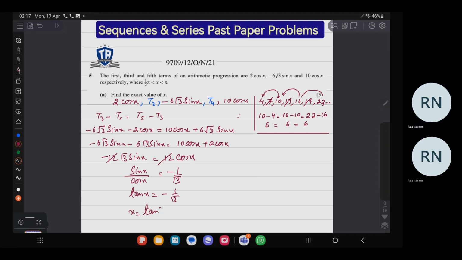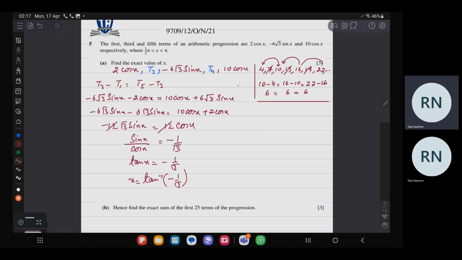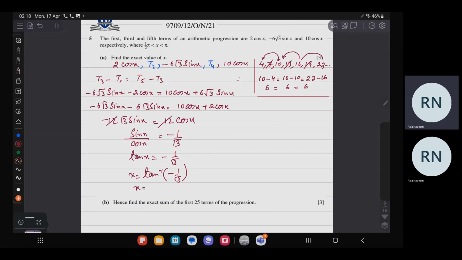So tan inverse of minus root 3. Let's use the calculator to get the answer. By using the calculator, it will give us this answer, but this is not our required answer. Why? Because our answer lies in the second quadrant.